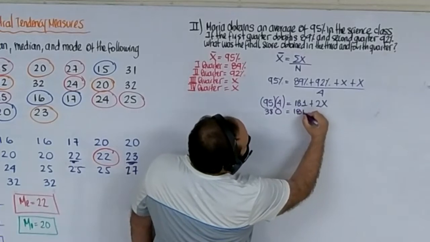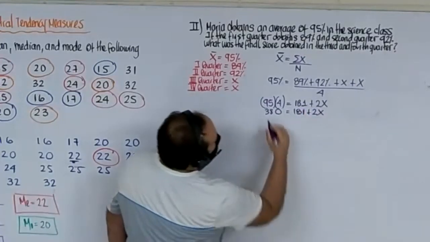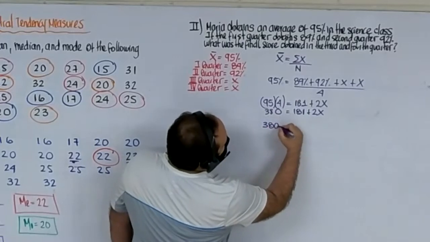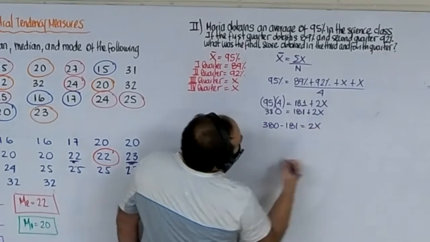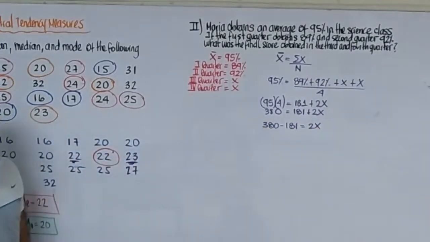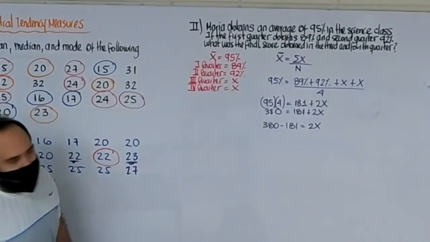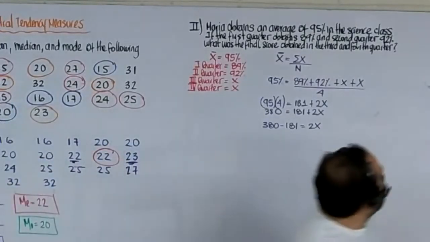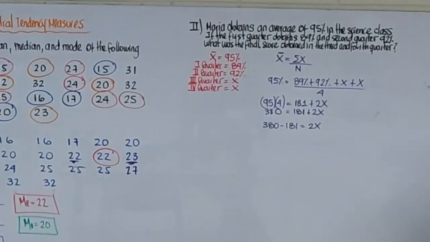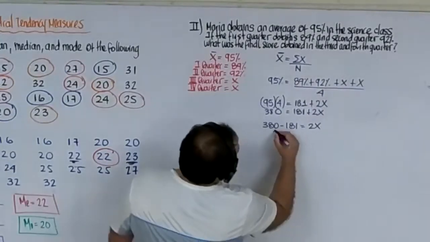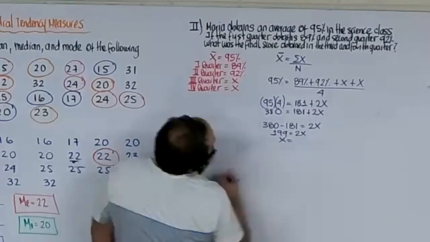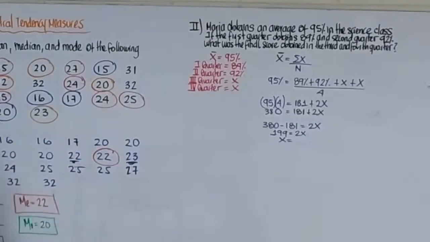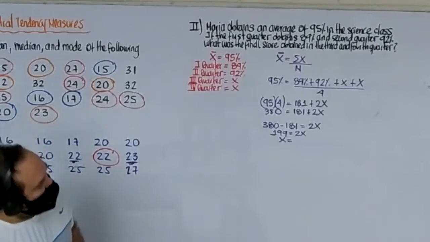Equals 181 plus 2x. So 380 minus 181 equals 2x. Please, what is the difference? 380 minus 181. How much is it? 199. Okay, 199 equals 2x. And because we really need to know the value of x, 199 divided by 2 will be 99.5.